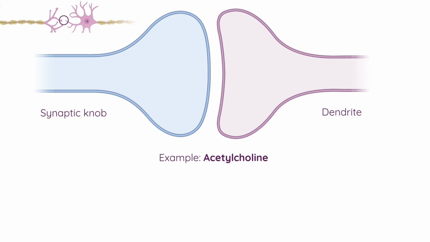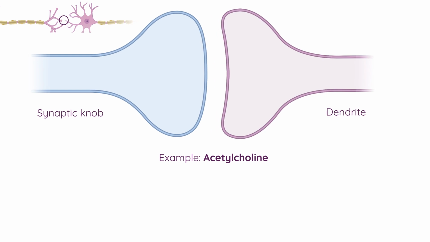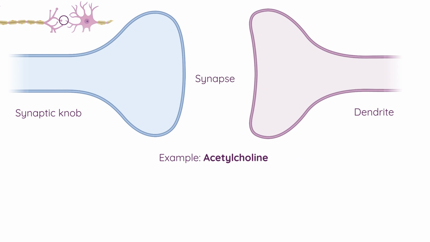The synapse is the name given to the junction between a neuron and another neuron, or an effector. Specifically, the synaptic cleft is the name given for the gap between the neuron and its effector. Now remember, the neurotransmitter is released into the synapse.